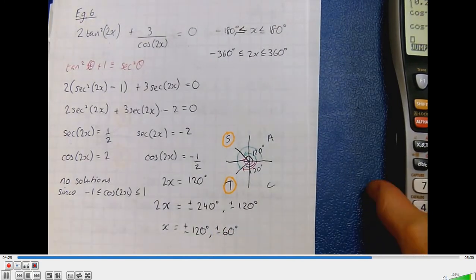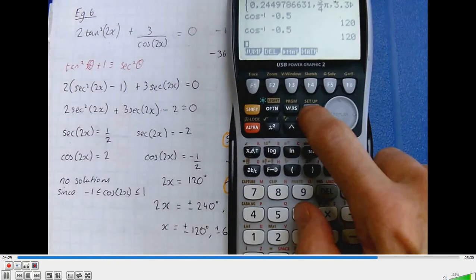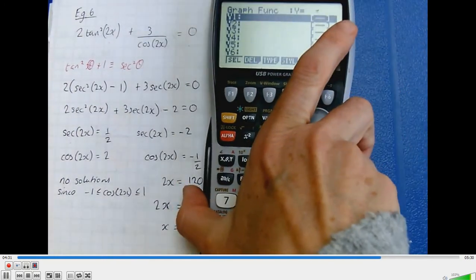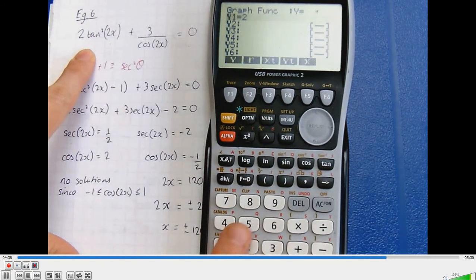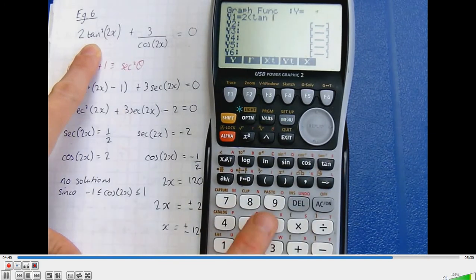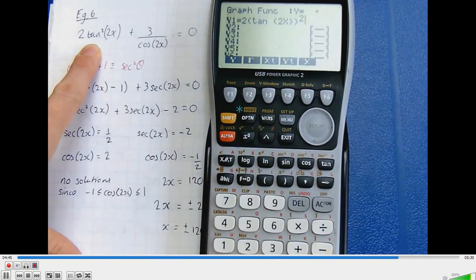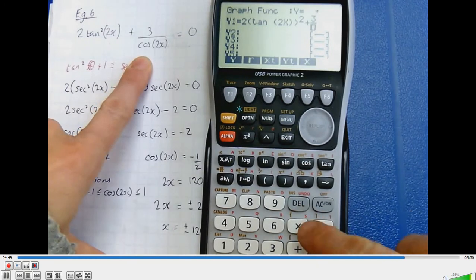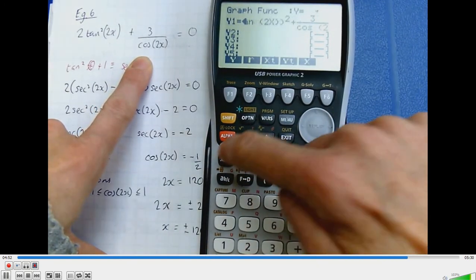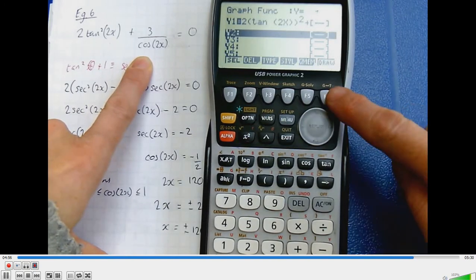Let's double check we've got it right. This time I'm going to use the graph mode. So let's draw in the left hand side of the equation. So we have 2 tan squared, so we need to put the tan in brackets. So tan of 2x in brackets and then squared, and then plus 3 over cos of 2x, so cos brackets 2x. Okay, it equals 0, so we can just look at the roots.